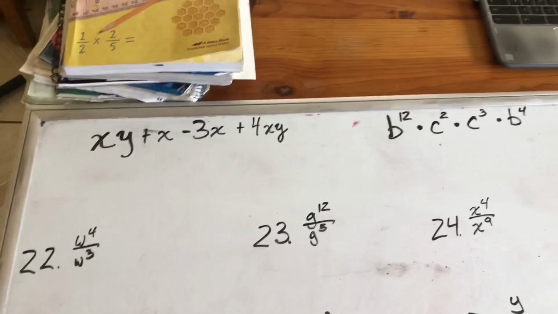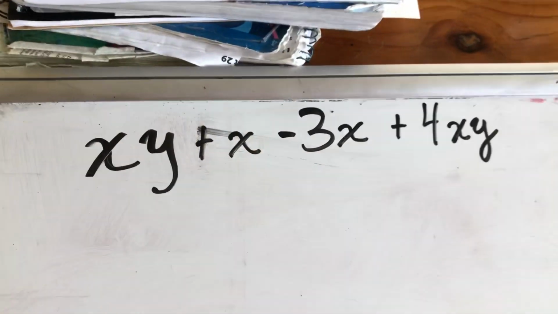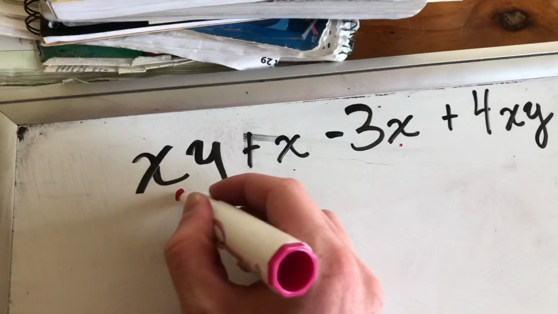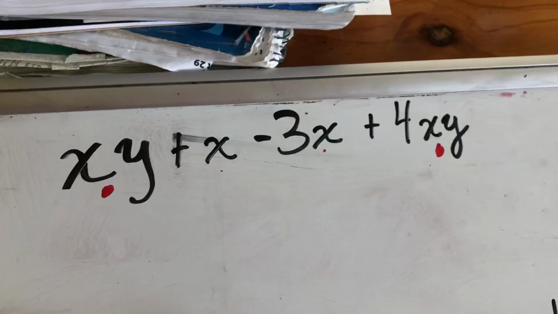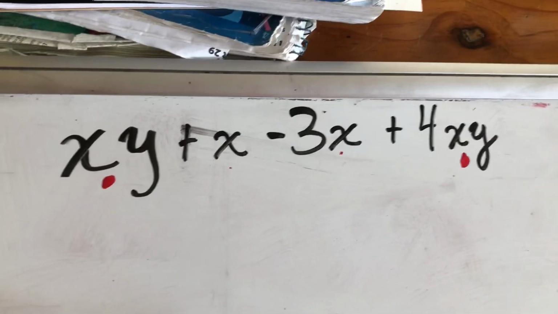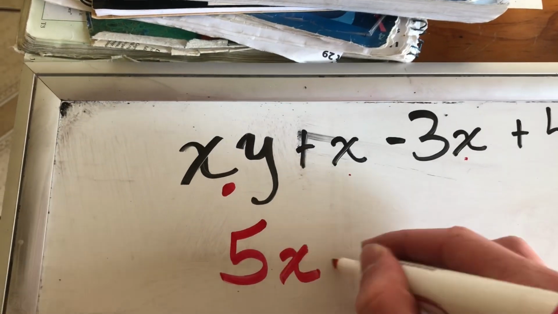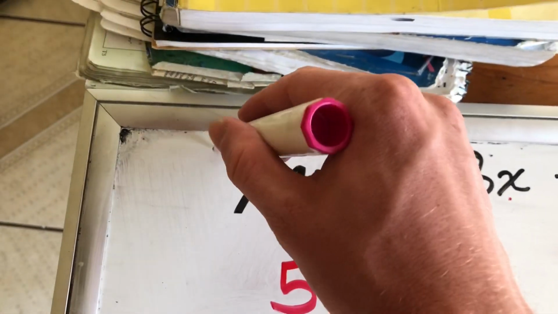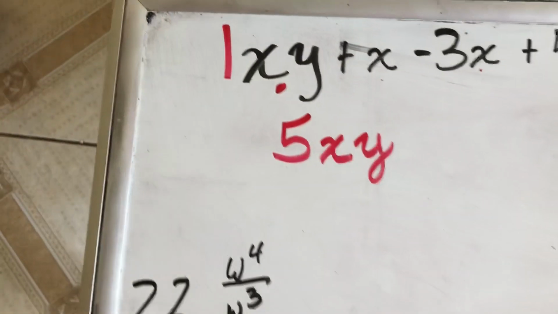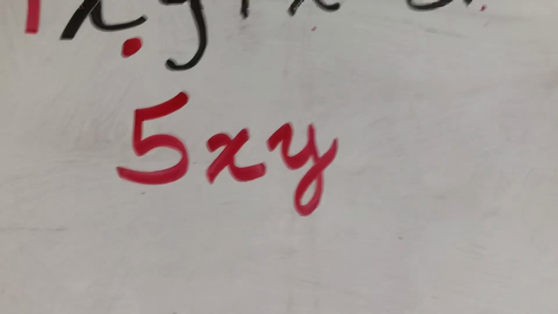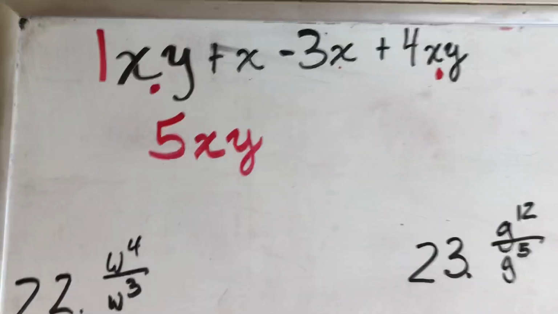All right, if you're not done with those, make sure you are. Let's go through, and for this one, we need to find our like terms. I have x's and I have xy's. So let's do the xy's first. 4xy plus xy equals 5xy. Remember, there's always a 1 in front of every variable if there's nothing there. So 1 plus 4 is 5, and bring the xy's with it.